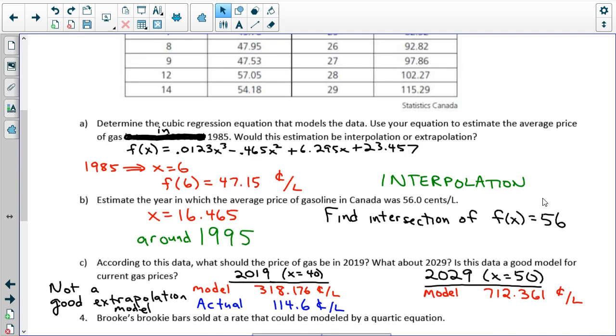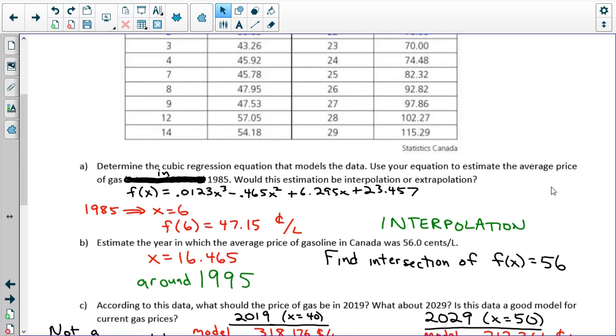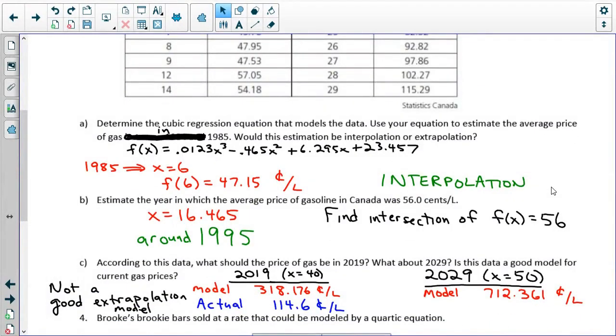Also notice that this model is not very good at extrapolation. And actually, most models are not good at extrapolation, which is trying to find something that's outside of the data that we actually know. We do know that in 2019, the gas prices in Canada were averaging out to be 114.6 cents per liter. That's nowhere near 318 cents per liter. And that's because most models are pretty good for the data that they know. But once you get outside of that, the model ceases to be any good.